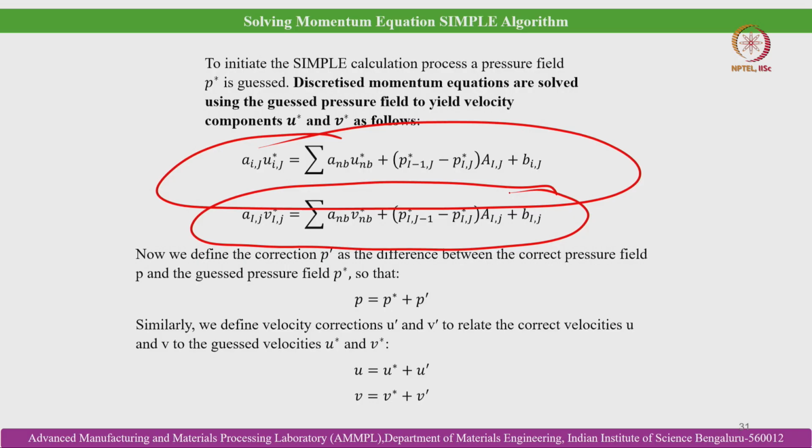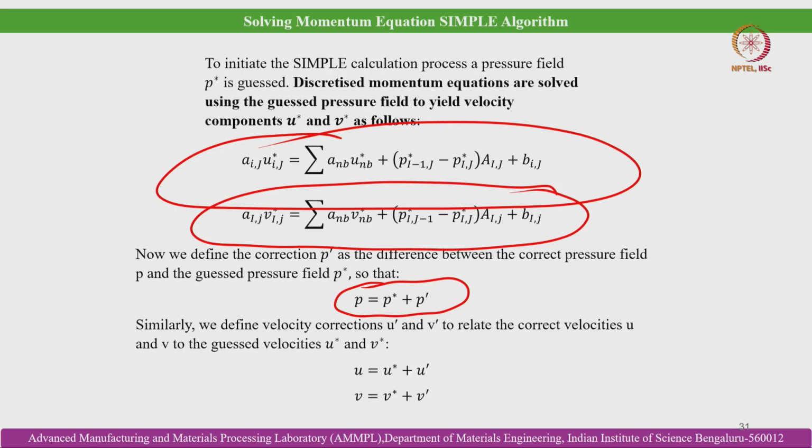Now we define the correction P prime as the difference between the correct pressure field P and the guessed pressure field P asterisk. So the actual pressure is equal to P asterisk plus P prime, that means guessed pressure plus the correction pressure P prime. Similarly we define the velocity corrections, that is U prime and V prime, so that we can arrive at the actual velocity values from the initial guessed velocity values.